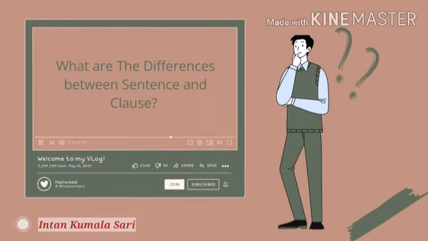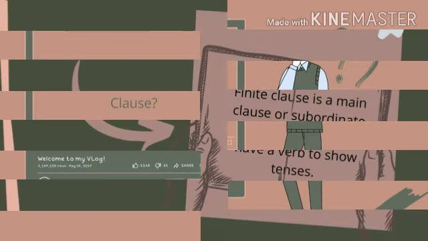And the next is the difference between sentence and clause. What is the difference between sentence and clause? Sentence is not a unit within a clause, but is made up of clauses, and can have one clause or more. And clauses are not made up of sentences, but are a unit of grammatical organization smaller than a sentence. So it means that a sentence is a higher level unit than a clause.